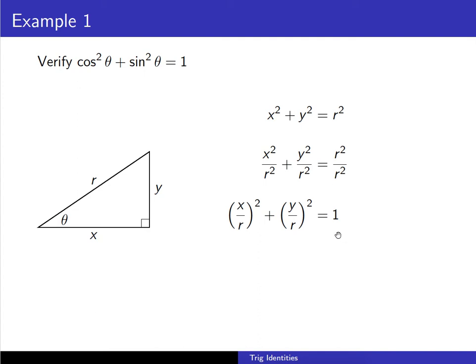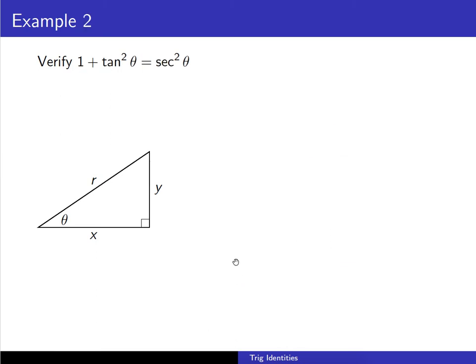Now, when we talked about trig functions of any angle, cosine is x over r, sine is y over r. So this becomes cosine of the angle squared plus sine of the angle squared equals 1. And we typically write the exponent between the trig function and the angle. So we would typically write it as cosine squared theta plus sine squared theta equals 1, as opposed to cosine of theta, that result squared.